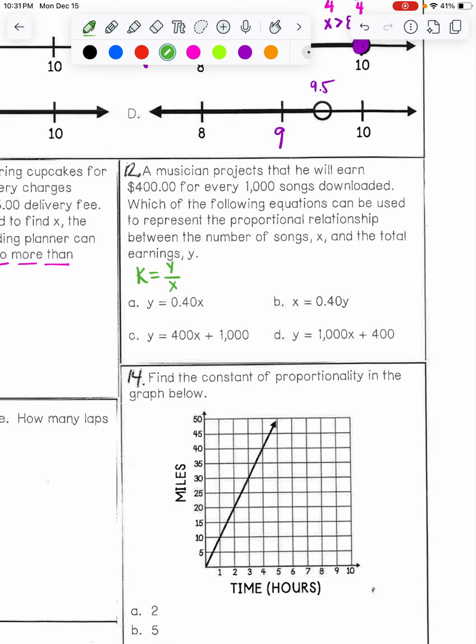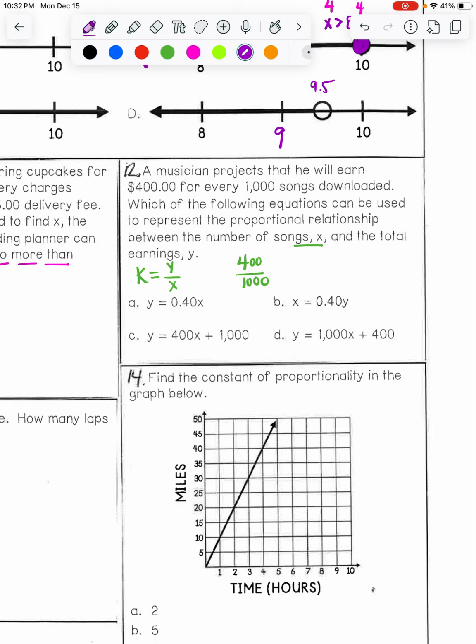So here it says the number of songs is x. So that number is going to go on the bottom. And the amount of earnings is y. So that would go on the top. 400 divided by 1,000 is going to be, of course, 0.4. 0.40 looks like what they're going with here.